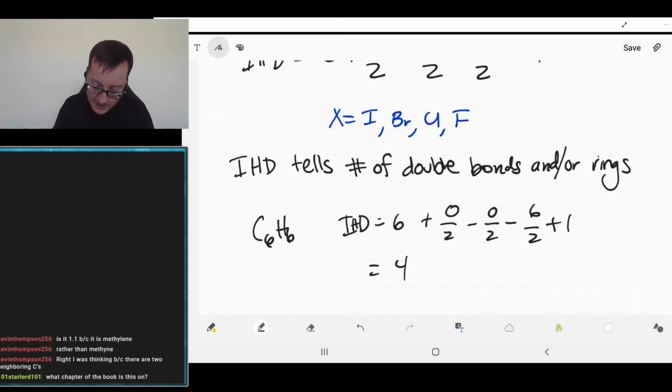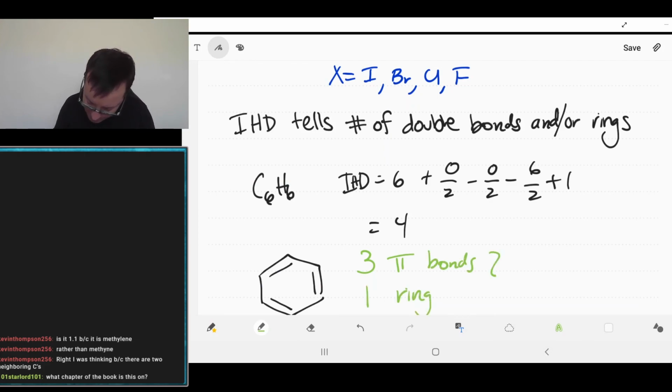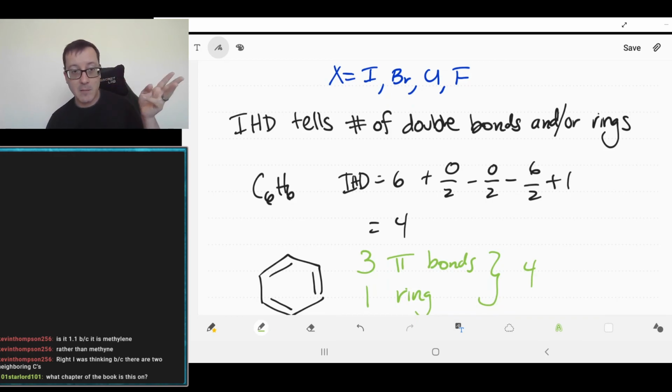A benzene ring has an IHD of 4. We have 3 pi bonds and 1 ring. That's 4. Each pi bond, each double bond, counts as 1 IHD. Each ring counts as 1 IHD. So benzene, which has 3 pi bonds and 1 ring, gives you an IHD of 4. So this will help you as well. Knowing the IHD of your molecule tells you how many double bonds you have.